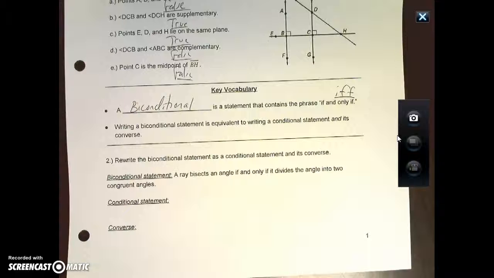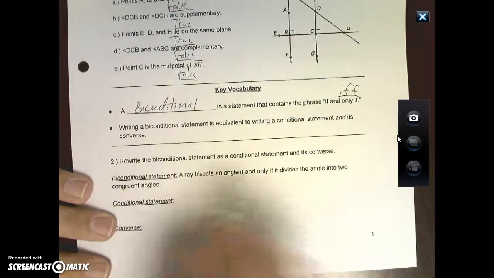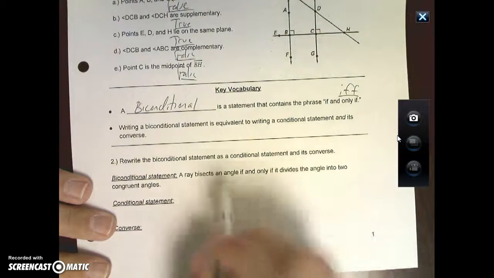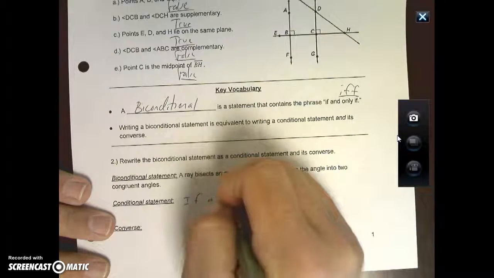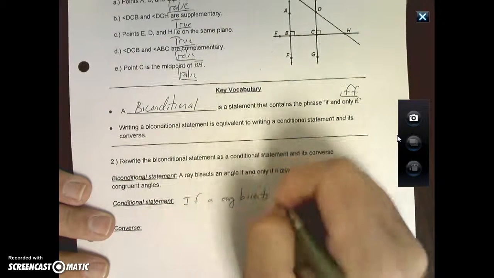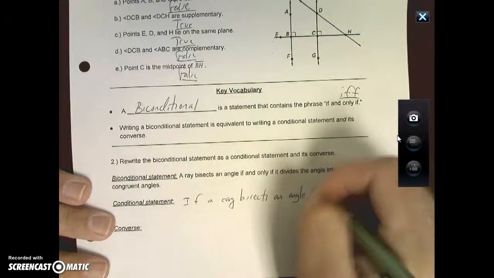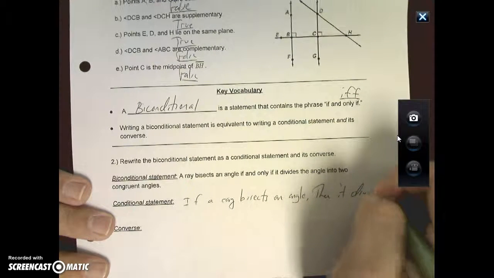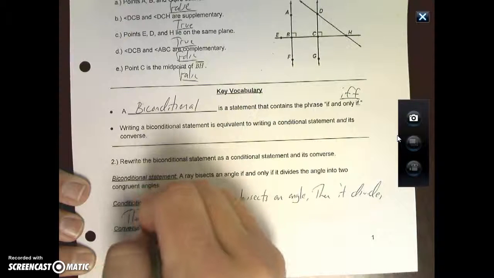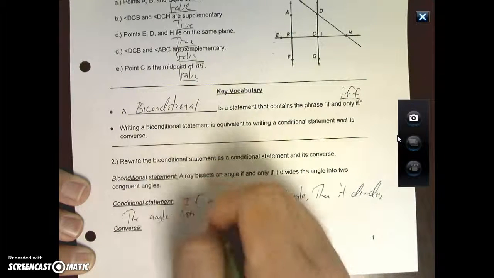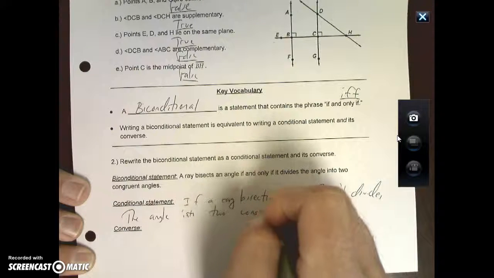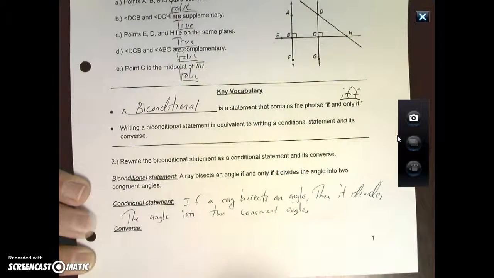The biconditional statement for number 2 says rewrite the biconditional statement as a conditional and its converse. A ray bisects an angle if and only if it divides the angle into two congruent angles. So this first part is going to be my hypothesis. Here's my conclusion. So if a ray bisects an angle, then it divides the angle into two congruent angles. Okay? That's my conditional, my if-then.